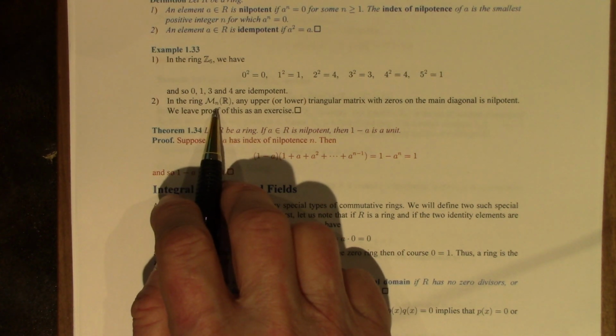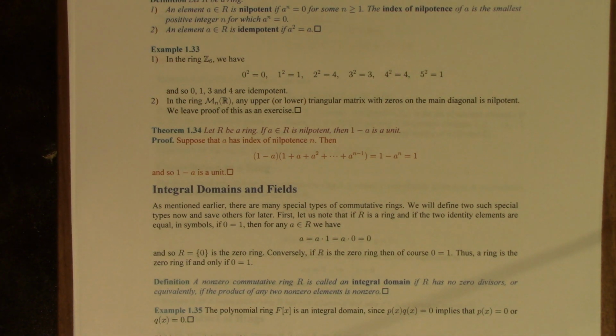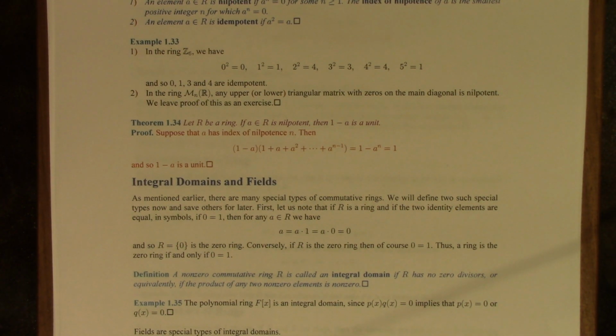In the matrix ring M_n(R), any upper or lower triangular matrix with zeros on the main diagonal is nilpotent. And I'll leave that for you to prove as an exercise. If you did take the linear algebra course, you might recall that this came up towards the end of the course when we talked about canonical forms, Jordan canonical form, and so on.